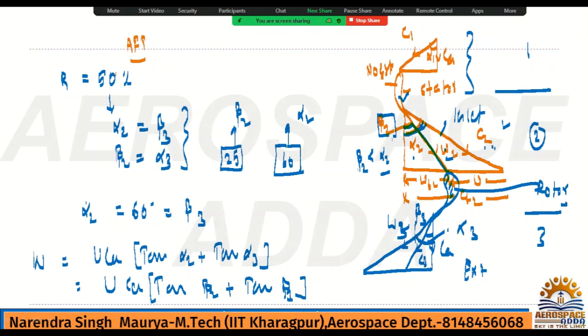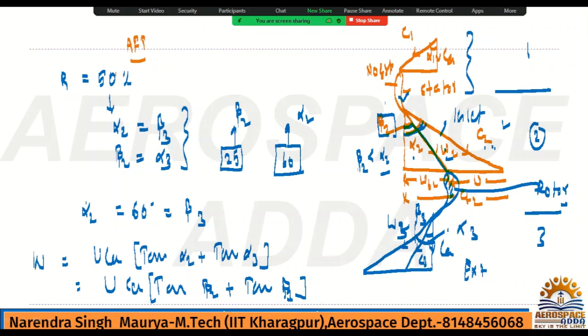Second way: if you think about beta 2, then what will happen? From the velocity triangle you can see, and by the magnitude of the velocity components also, the relative velocity will be lesser than the absolute velocity. Hence the relative angle, which is nothing but the blade angle, will also be less than alpha 2. So beta 2 is less than alpha 2, and its value will not be 60 degrees. If beta 2 is 60 degrees, then alpha 2 will be 80 degrees or more, which is practically not possible.